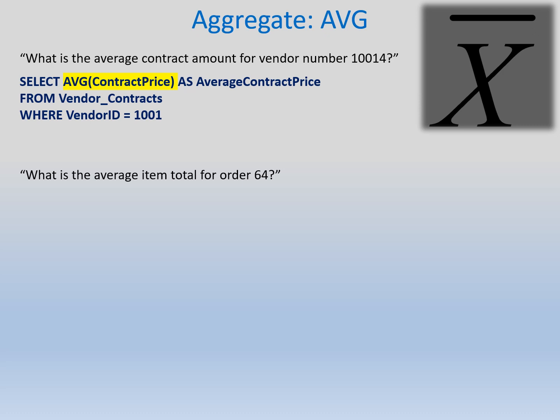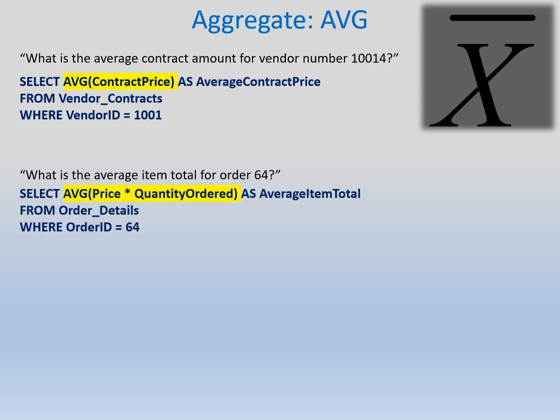Our next query, what is the average item total for order 64? Again, we have a condition, so we will have a where clause. The select statement consists of average, the aggregate, open parentheses, our calculation, price times quantity ordered, close parentheses. That will give us our average item total. The where clause has order ID equals 64. So now we have the average item total for order 64.